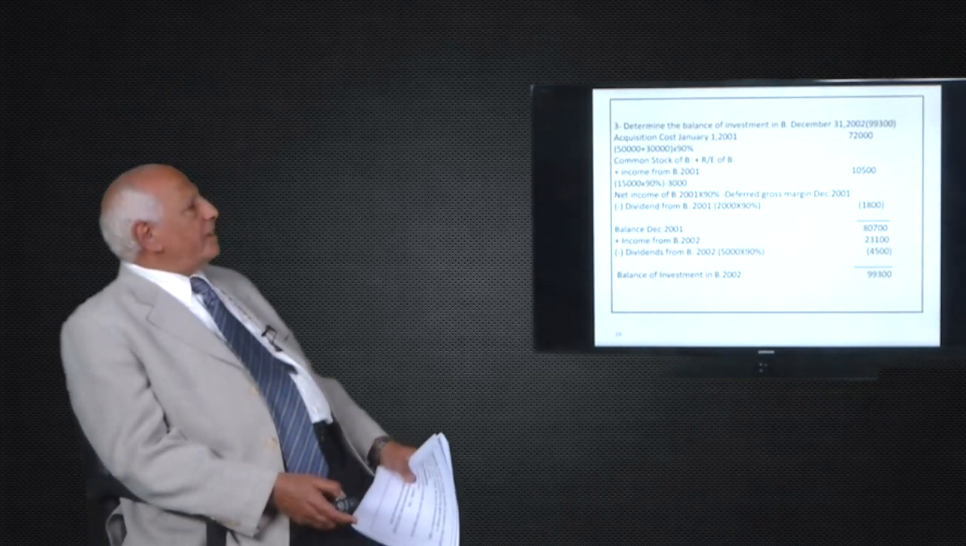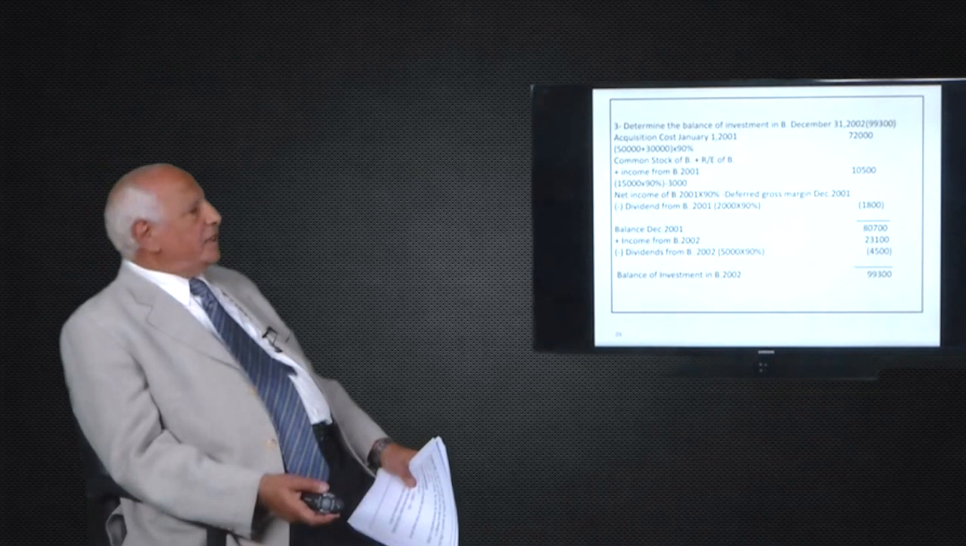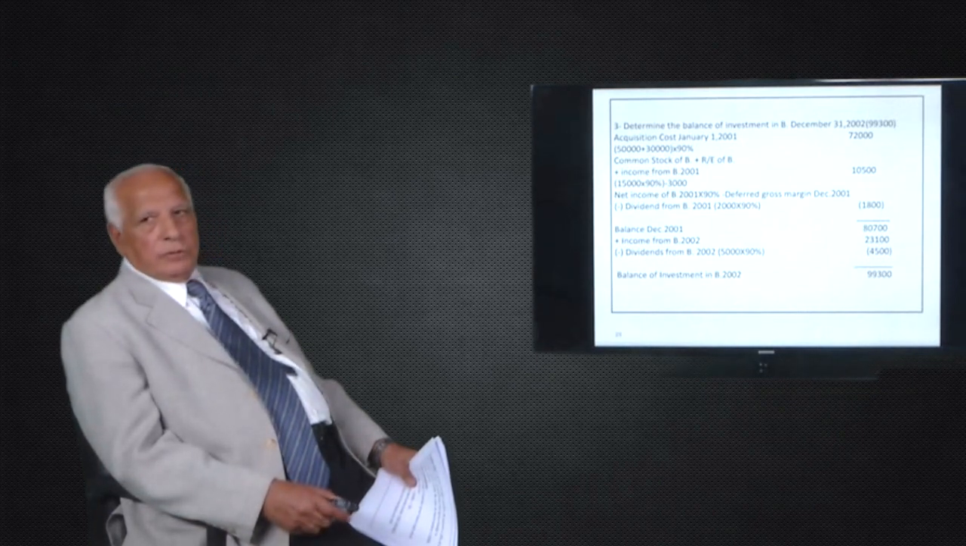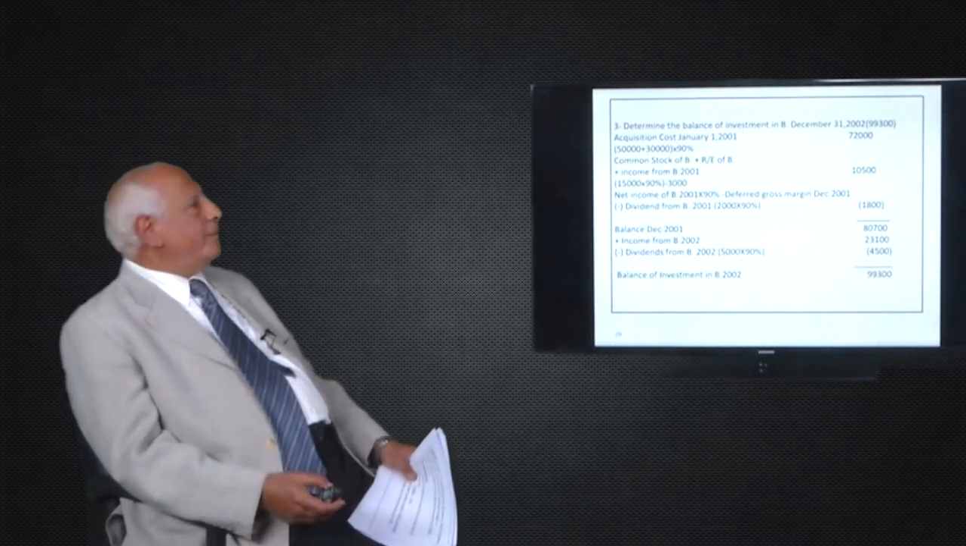Determine the balance of investment in B. The balance of investment is 99,300. Again, I'm going to ask you, show me where this number comes from. 99,300. Okay. You need to start from the beginning. Look at the date of acquisition. When? Date of acquisition. Look at the example again. Read the example again.